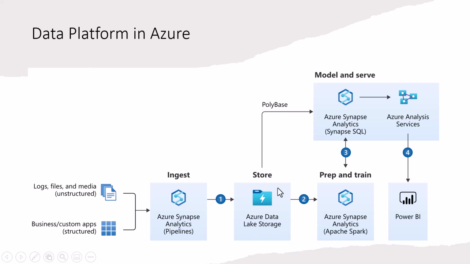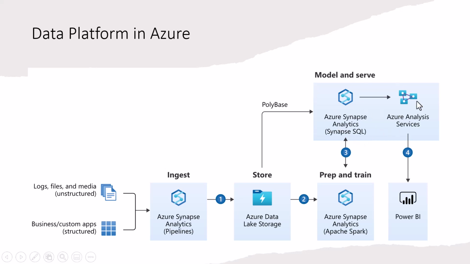Then after storing this data on my Data Lake Storage Gen 2, I can now do something called preparation. So prepare and train my data. So this is like machine learning. So I'm preparing and I'm training my data, right? And I can do that on Azure Synapse Analytics using Apache Spark. Then after that, I can also do a PolyBase or switch that to SQL on Azure Synapse Analytics, Synapse SQL, to model and also save, right?